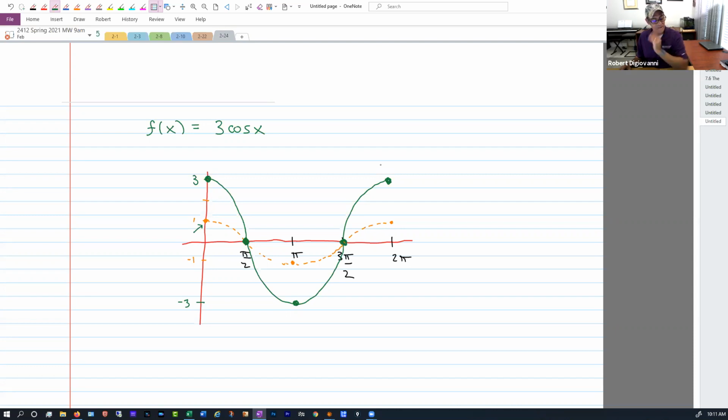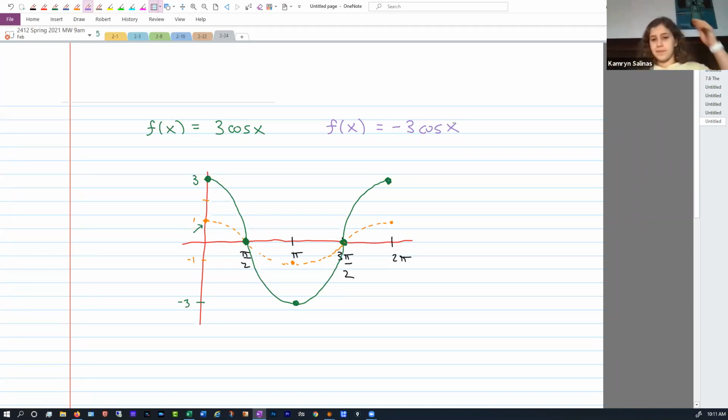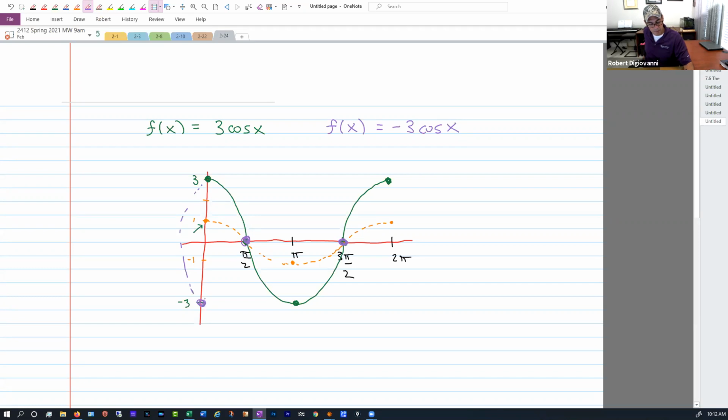Questions? No? While we're here, what if we did -3 cosine x? It would just flip it, right? So the x-intercepts would not change. These would stay the same. But everything that was positive now becomes negative. So that point's going to come down here to -3. That point up here is going to come down to -3. And this point that was here is going to come up to +3.